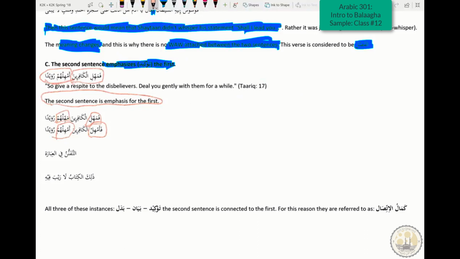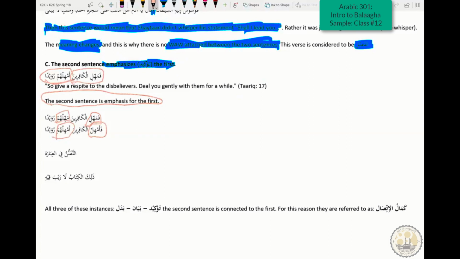So, because they have the same exact meaning, what's the purpose of saying amhilhum ruwaida? Yani, to provide emphasis. Give them respite and deal with them gently, with tawkeed in it. All right? And in this instance, when the second sentence emphasizes the first sentence, there's no wow mentioned. Okay? And this is an example of al-fasl.